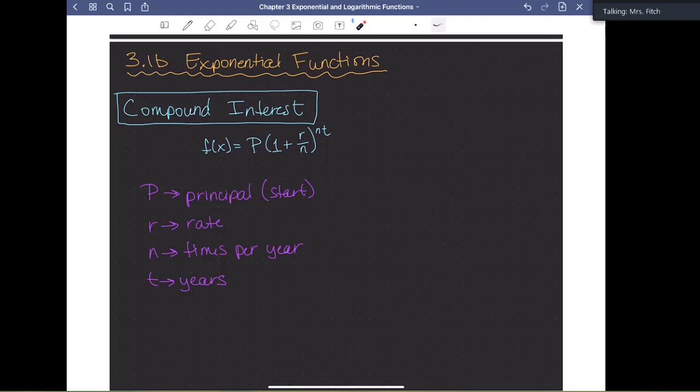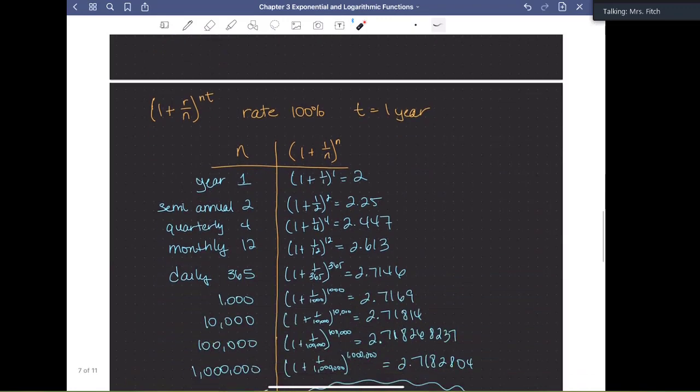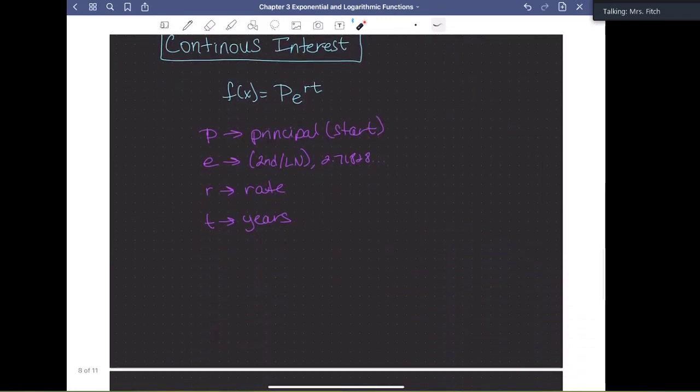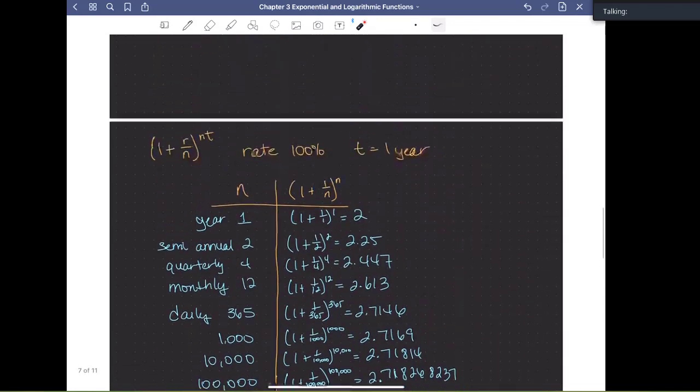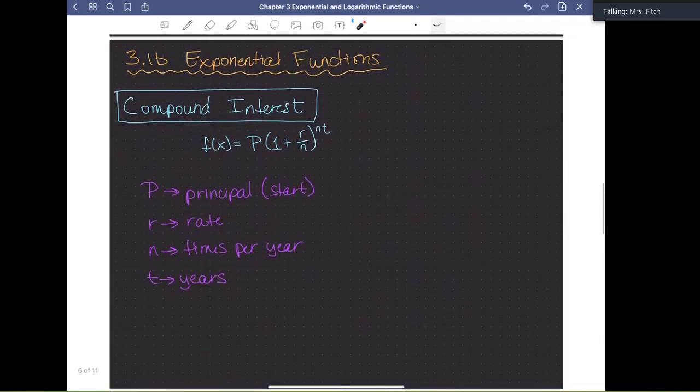Finishing up with 3.1 on those exponential functions, we're going to talk about two types of interest. We're going to talk about compound interest, and then I wrote out some nastiness for you guys, and then we're going to get onto some continuous interest. So to start with, though, we're going to talk about this thing called compound interest.